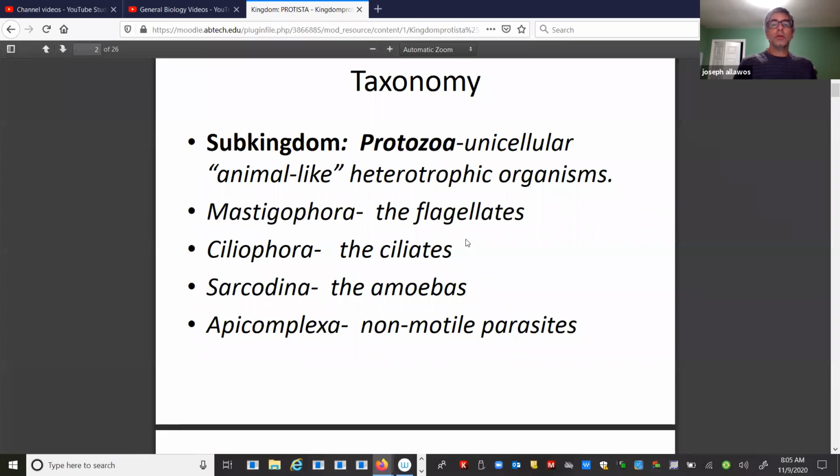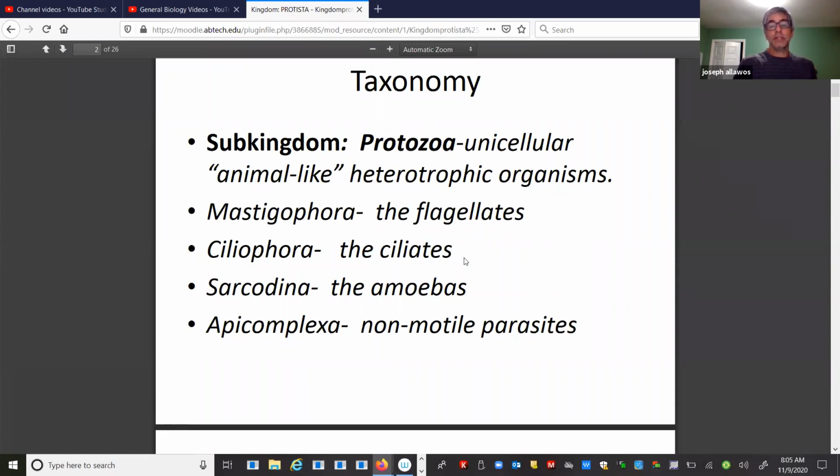So the way that we break up the taxonomy of the protozoa, and again, the protozoa are all unicellular, and for lack of a better word, animal-like, because they're heterotrophic. They can't make sugar. They can't photosynthesize. We break them up based upon their means of motility.